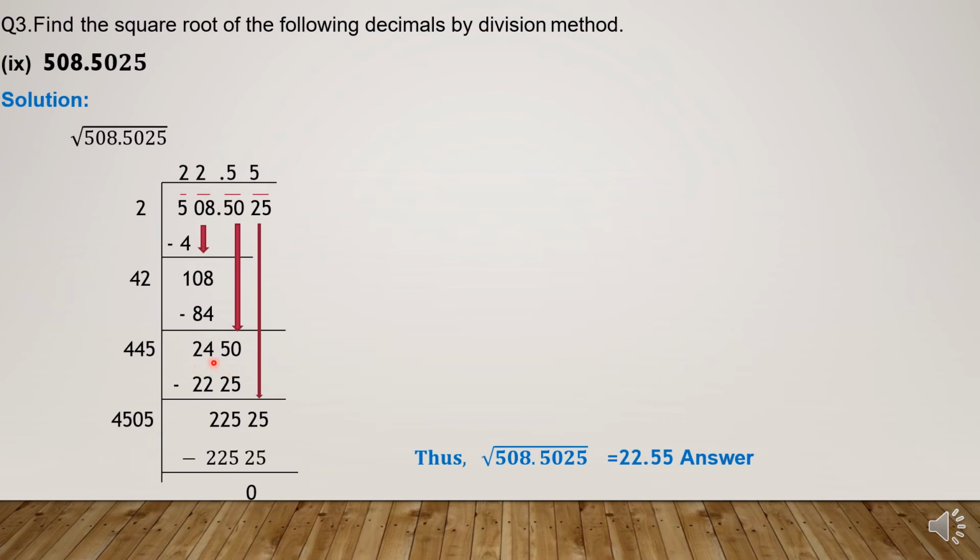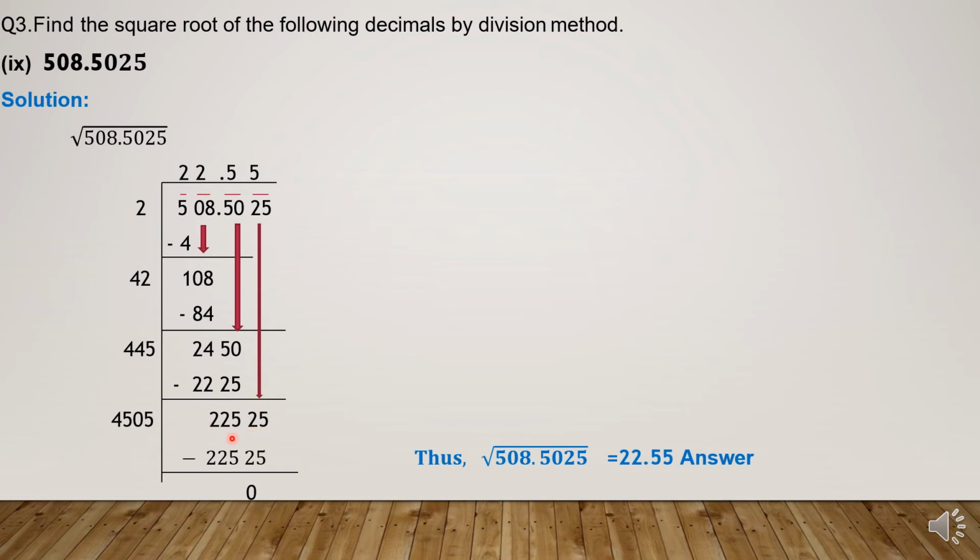For 2,450 you have to make your new divisor. How? 42 will be added in 2. 42 plus 2, 44. With 44 we will try 5, and new divisor will be multiplied with the same 5, and we get 2225. Subtract these two, remainder will be 225. It's the turn of the last pair to come down, so 25 will come down.